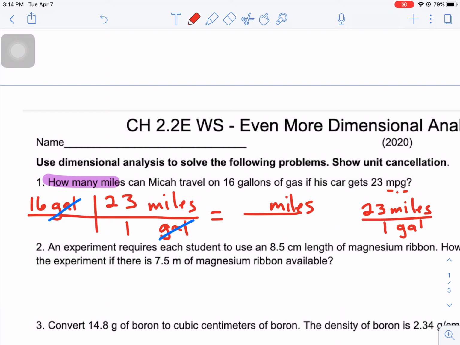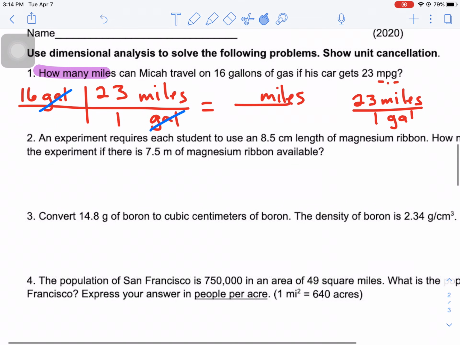All right, so guys, in this case, I've kind of set it up for you. You're just going to do 16 times 23. You're going to get a big number, and then you're going to divide by 1. Just remember, dividing by 1 isn't going to change your answer. All right, next one's going to be a little bit more complicated, okay?